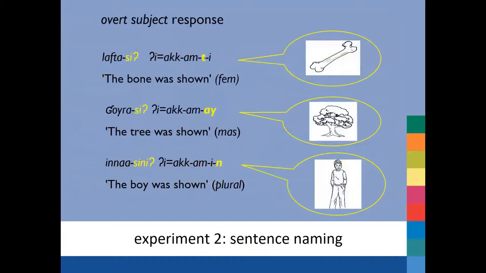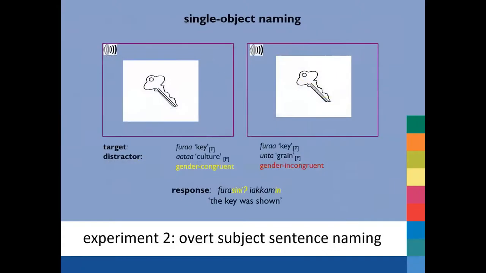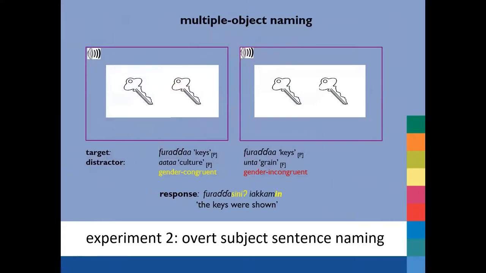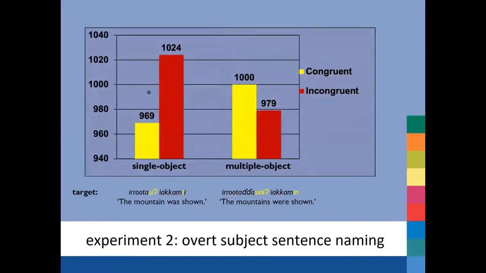Okay. So what we also did was to use a different response category, namely a sentence naming category. So now people were shown a picture and they had to say, like, the bone was shown or the tree was shown, okay? And we did the same experiment with slightly different words, but with the same distractors. And what we found was, again, there was a huge effect in the single object naming case. And when we presented two objects in the plural, the effect again switched, but again, the difference was not significant.